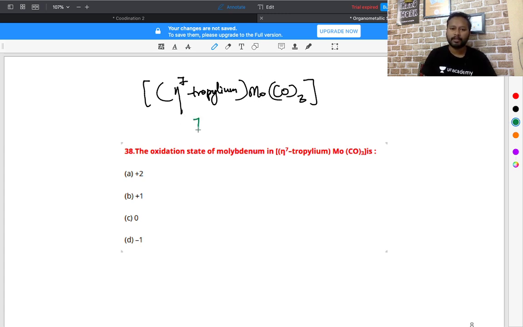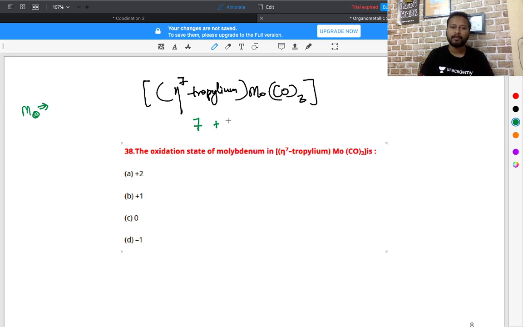So eta 7 tropylium will give you 7 electrons. Then molybdenum, let's say it is in X oxidation state. Let's say it is in zero oxidation state for now. So molybdenum is in zero oxidation state, and we have taken the neutral atom method, so how many electrons will it give you? Molybdenum is in the chromium series, right?